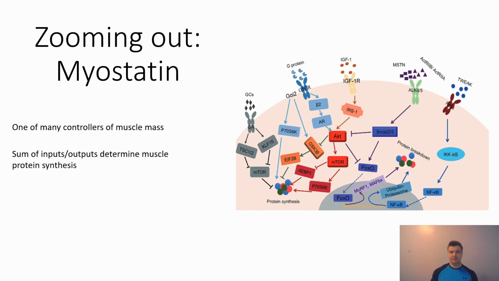So we have to think of this as a sum of inputs and outputs. Myostatin is the brakes and IGF-1 is the gas. If you're going to cut the brakes, that's great, but if there's no gas, if there's no exercising, if you're not eating enough food, if you're not sleeping enough, there could be other systems in place that are keeping you back from muscle mass. This is why we have to take a look at the big picture. It's not just myostatin that regulates muscle mass.